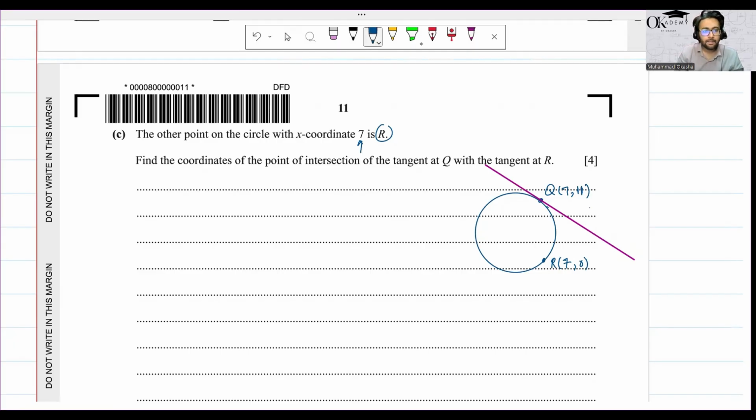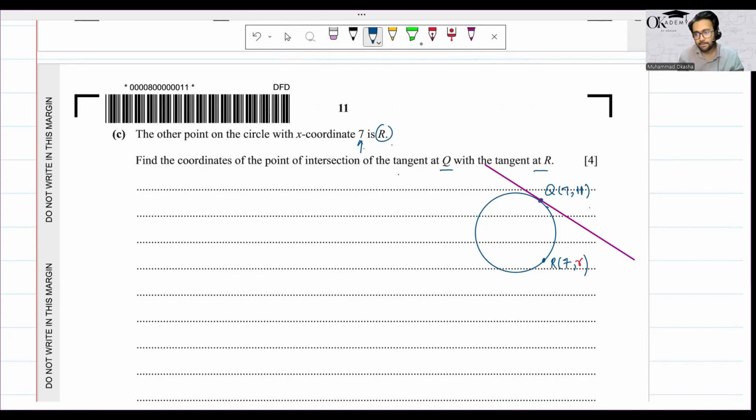The other point on the circle with the x-coordinate 7 is R. So I named its y-coordinate as lowercase r. I do not know what it is. You can name it anything you want, p, q, anything. Find the coordinates of the point of intersection of the tangent at Q with the tangent at R.